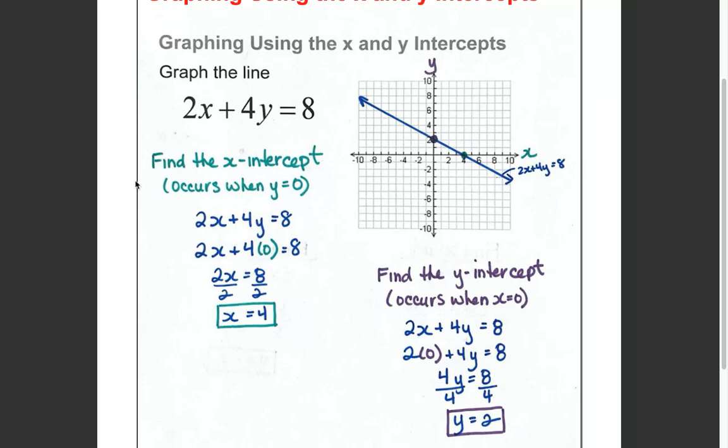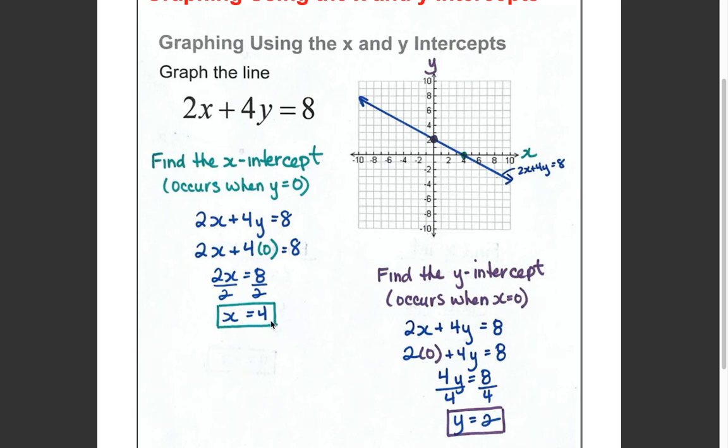We know, like I just showed you, that the x-intercept always occurs when y equals 0. So if I take y equals 0 and plug it into this equation, I can figure out the x value that goes with it. I'm going to start by writing out my equation, 2x plus 4y equals 8. I'm going to plug in 0 for y. So I get 2x plus 4 times 0 equals 8. Well, we know that 4 times 0 is 0. So that leaves me with 2x equals 8. I'm going to divide both sides by 2. So I get x is equal to 4.